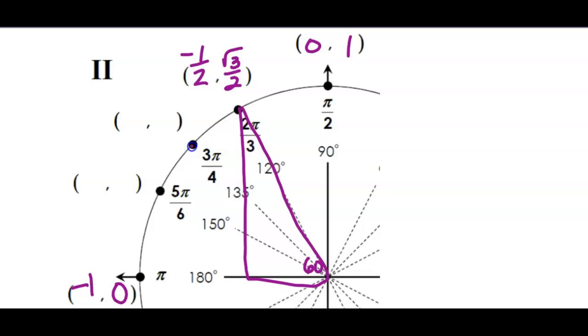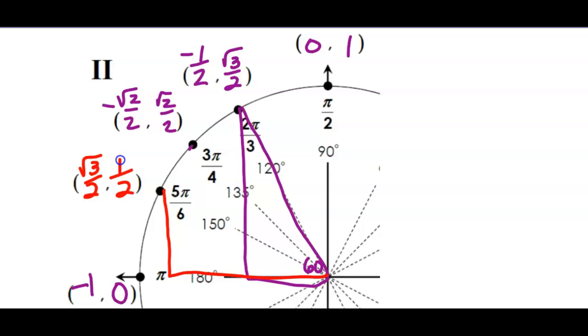This is a 45, so I went over the same amount both times, square root of 2 over 2, up square root of 2 over 2, but I went left, so it's negative. This one, I went over longer and up shorter, so I went over square root of 3 over 2 and up 1/2, but the up is positive and left is negative.